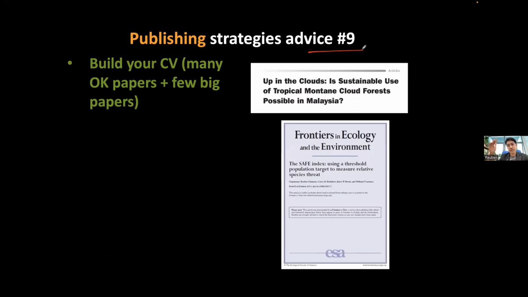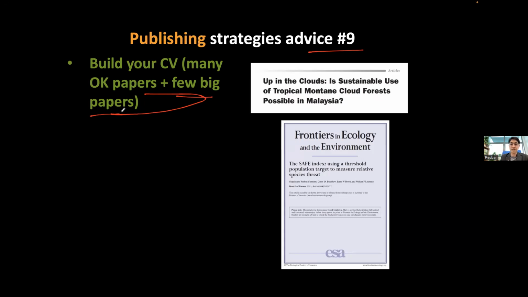Advice number 9. If you're interested to go on to academia or pursue your career in academia, it's always important to build your CV, to publish as many okay papers as possible. A few big papers, we can. Don't always aim for Nature, Science. Try to aim for decent impact papers. Try not to have too many Q3, Q4 papers. Have a good mix. It's okay to publish in Q3, Q4, but not too many, all right? Try to aim for Q1, Q2.